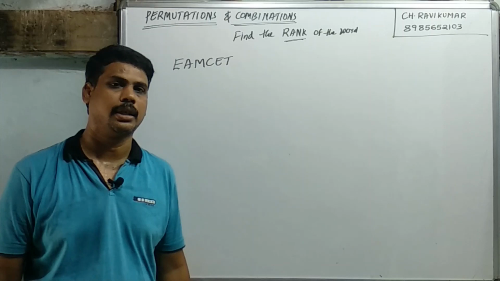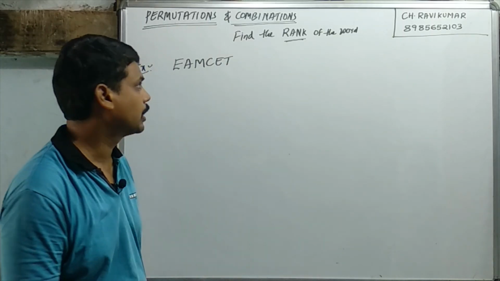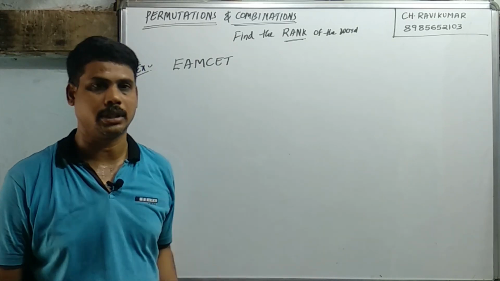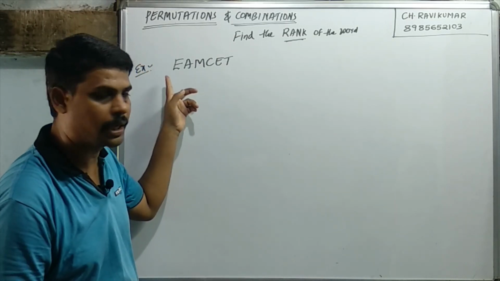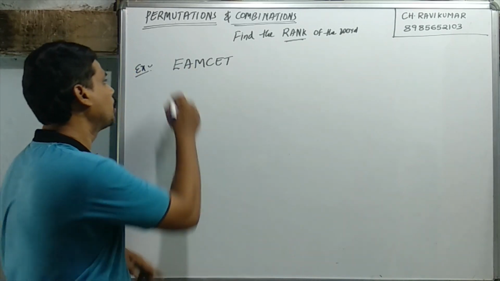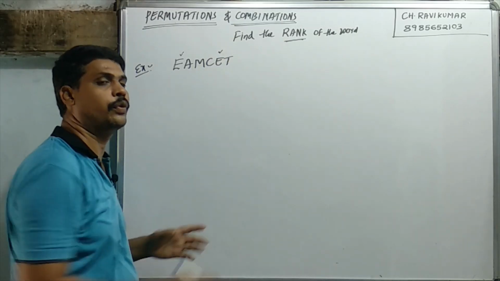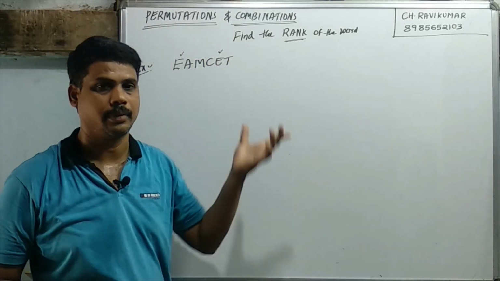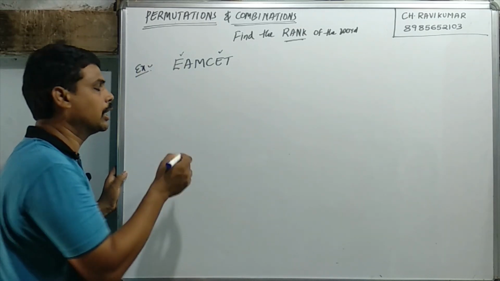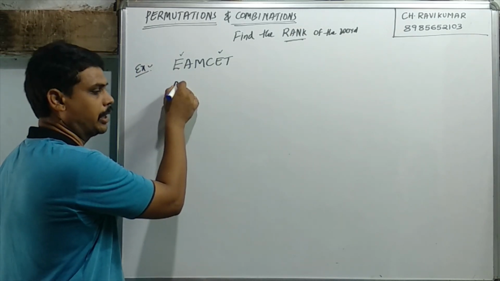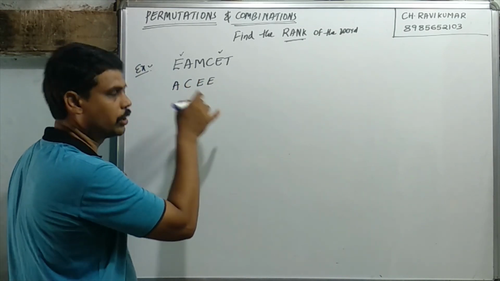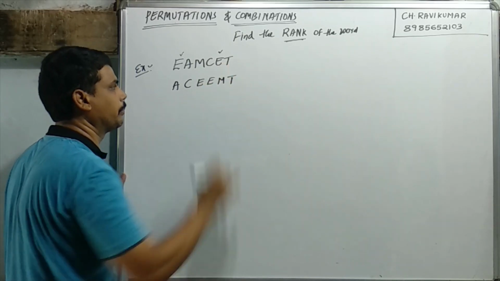Good morning, students. In the earlier class, we discussed how to find the rank of a word, where the letters are without repetition. But observe here: EAMCET. In this word, there are 2 E's. Then how do we find the rank of this word? Today's question is that one. First of all, you have to arrange in alphabetical order: first A, after that C, after that E, there are 2 E's, so you have to write 2 E's, after that M and T.